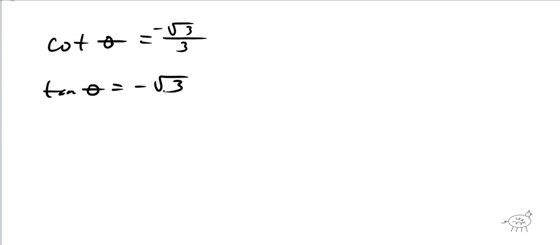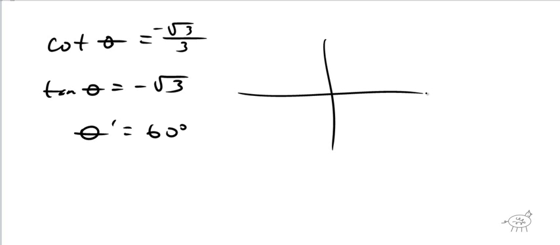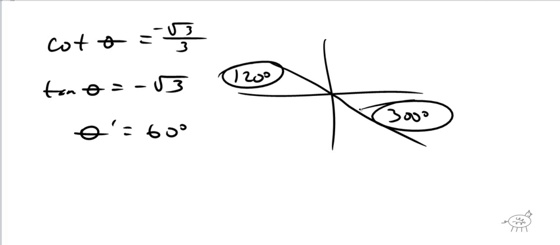All right, and there's no 3-party here. Very sad. So it's 60 degrees. That's your reference angle. And where's tangent? Negative. Tangent is negative in this quadrant and this quadrant, so quadrant 2 and 4. So you're going to say 180 minus 60 is 120 degrees, and 360 minus 60 is 300 degrees. And those are your two answers. Okay? Really, really, really easy.